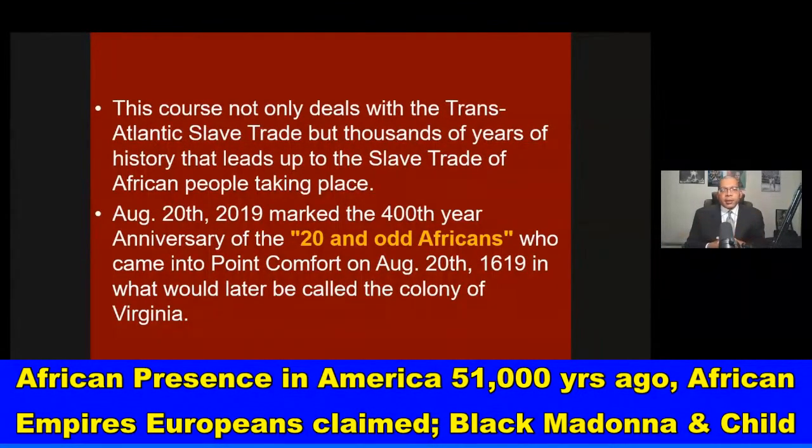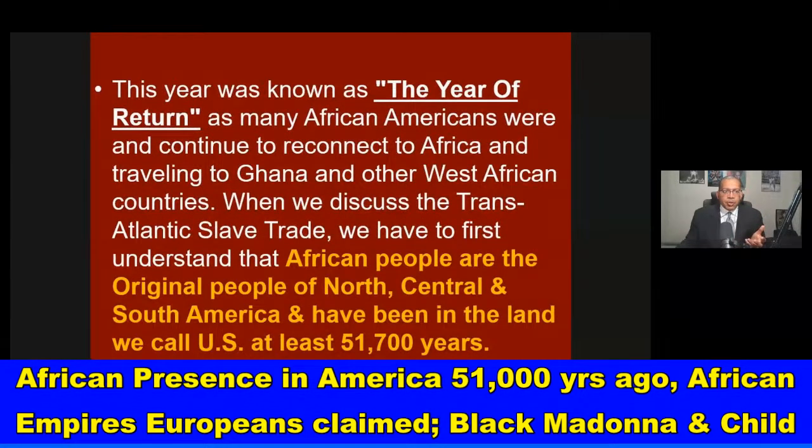August 20th, 2019 marked the 400th year anniversary of those 20 and odd Africans who came into Point Comfort, in what would later be the colony of Virginia. It's actually Hampton, Virginia, that they come into. This year was known as the Year of Return, as many African Americans were and continue to reconnect to Africa and travel to Ghana and other West African countries.